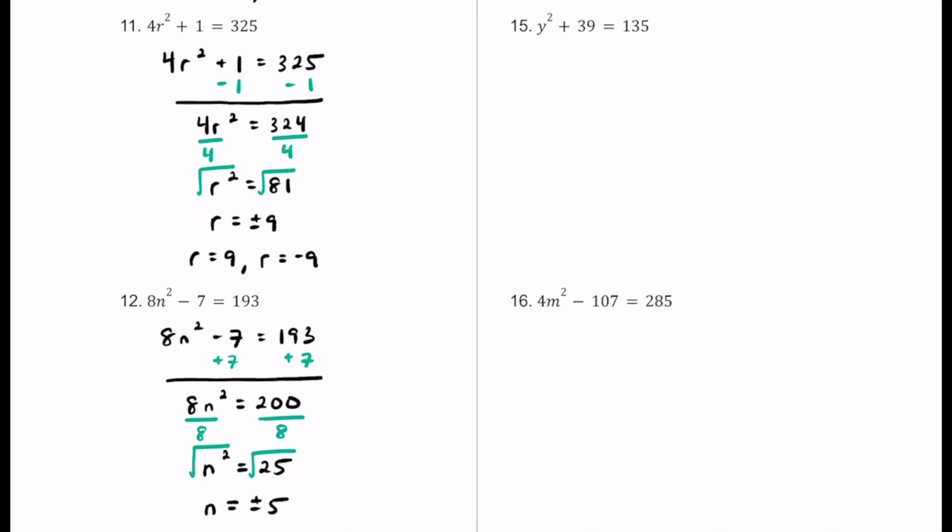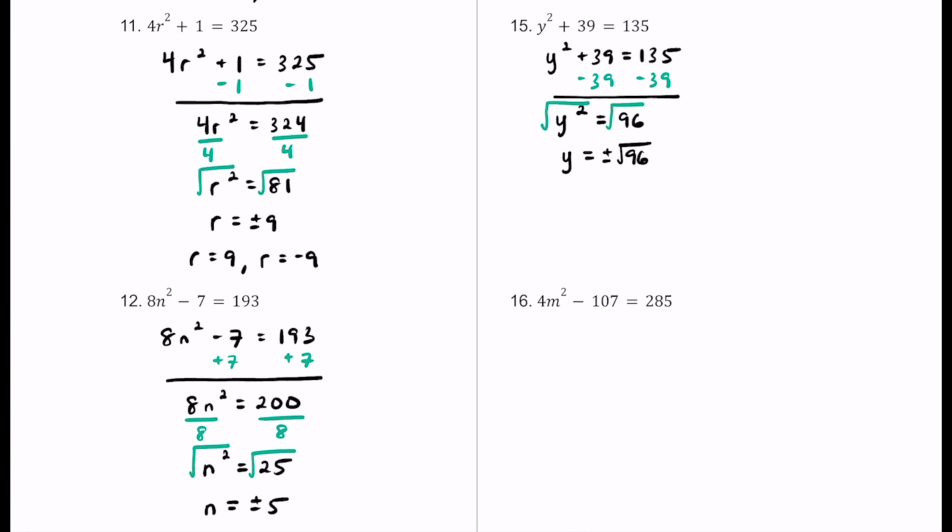Let's try number 15. For number 15, we have this equation y squared plus 39 is equal to 135. Now to isolate that y squared, we should take away 39 from both sides of the equation, just like this. And those 39s on the left side will cancel out. We're going to be left with y squared is equal to 96. Then we can go ahead and take the square root of both sides. And notice on the right side that 96 is not a perfect square. So we can write y is equal to plus or minus the square root of 96.